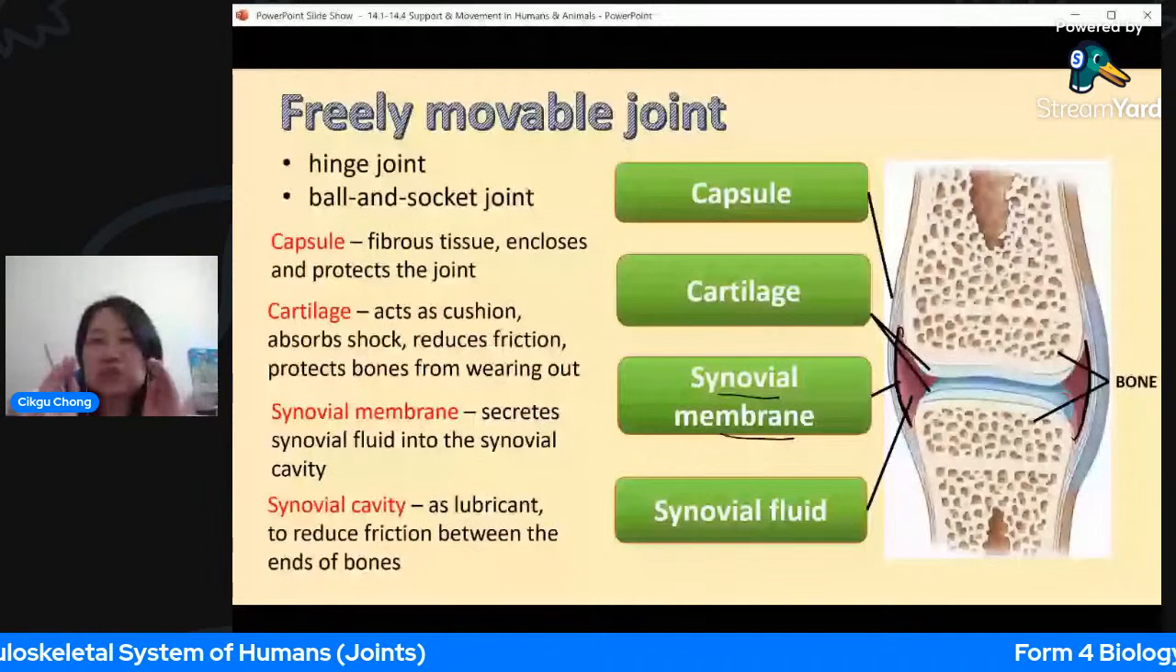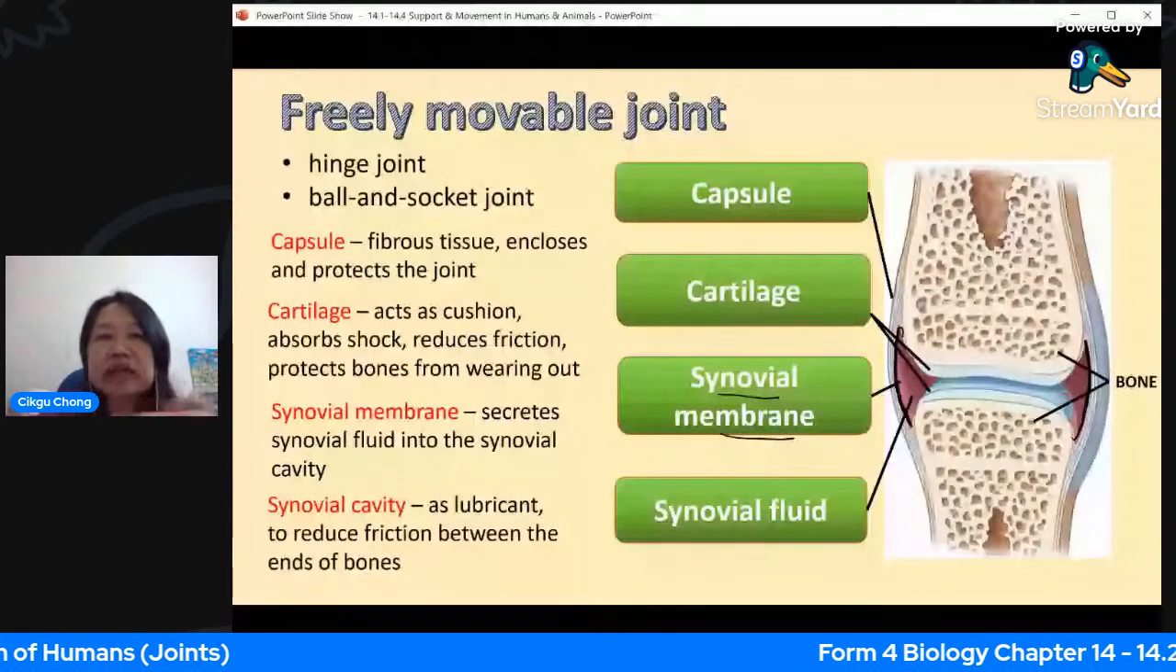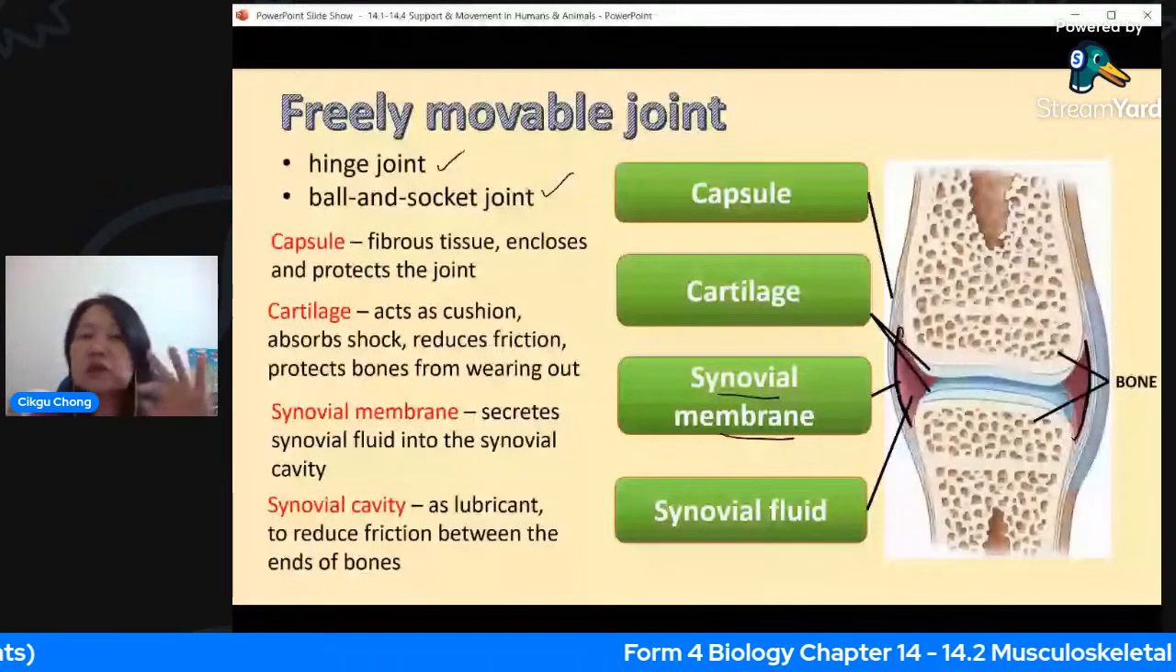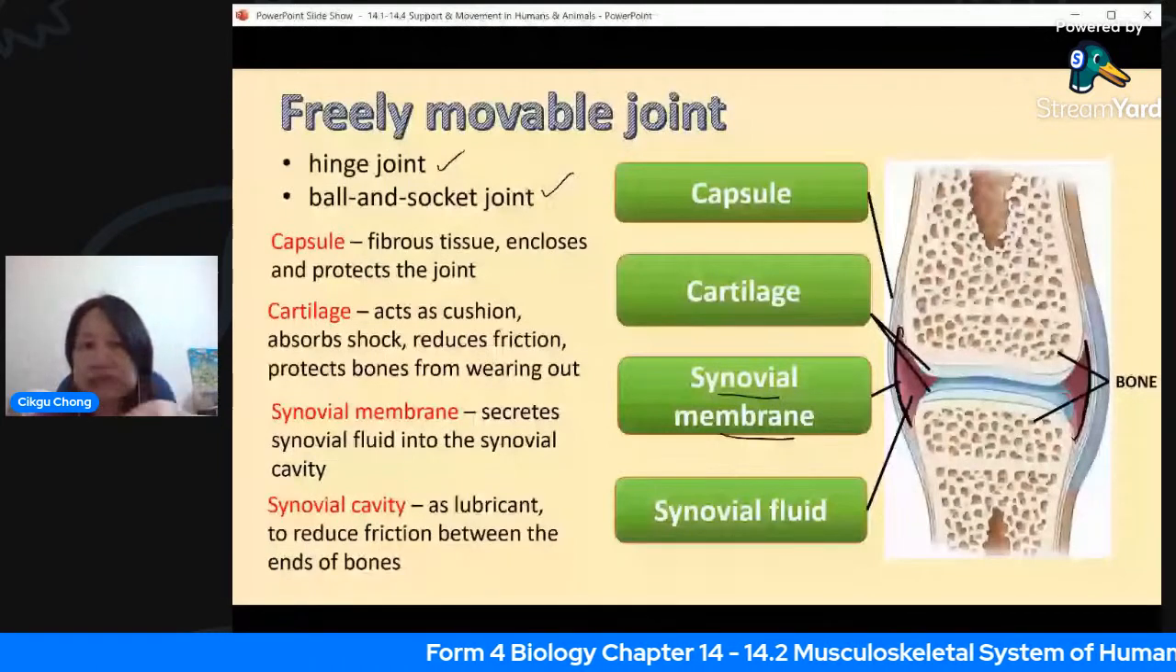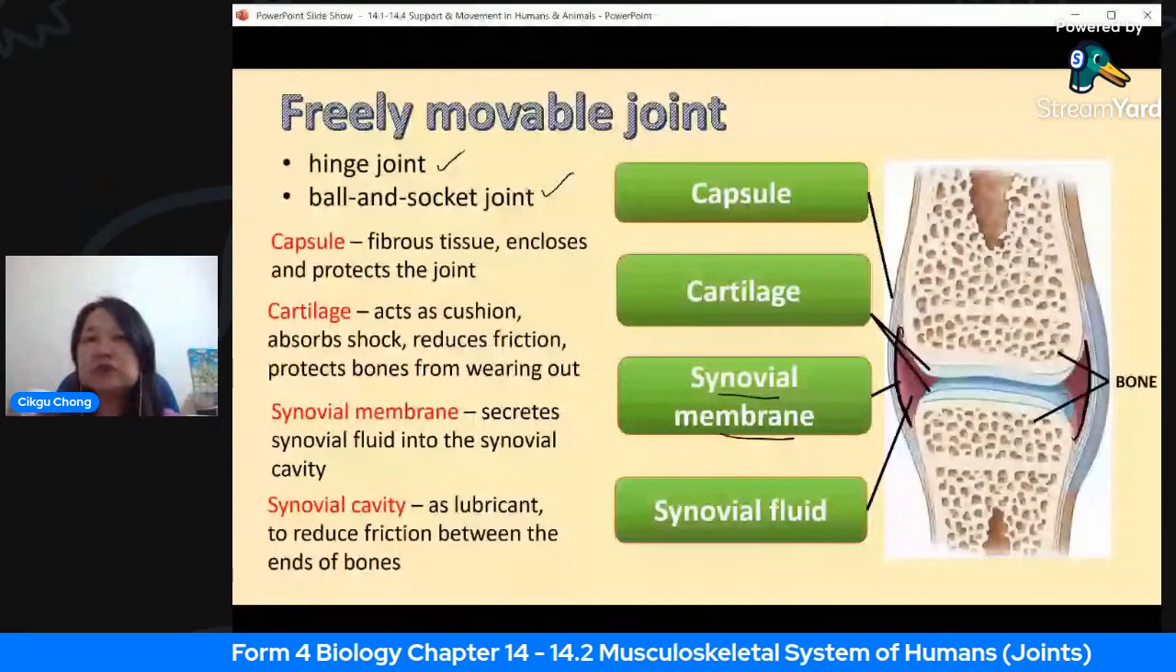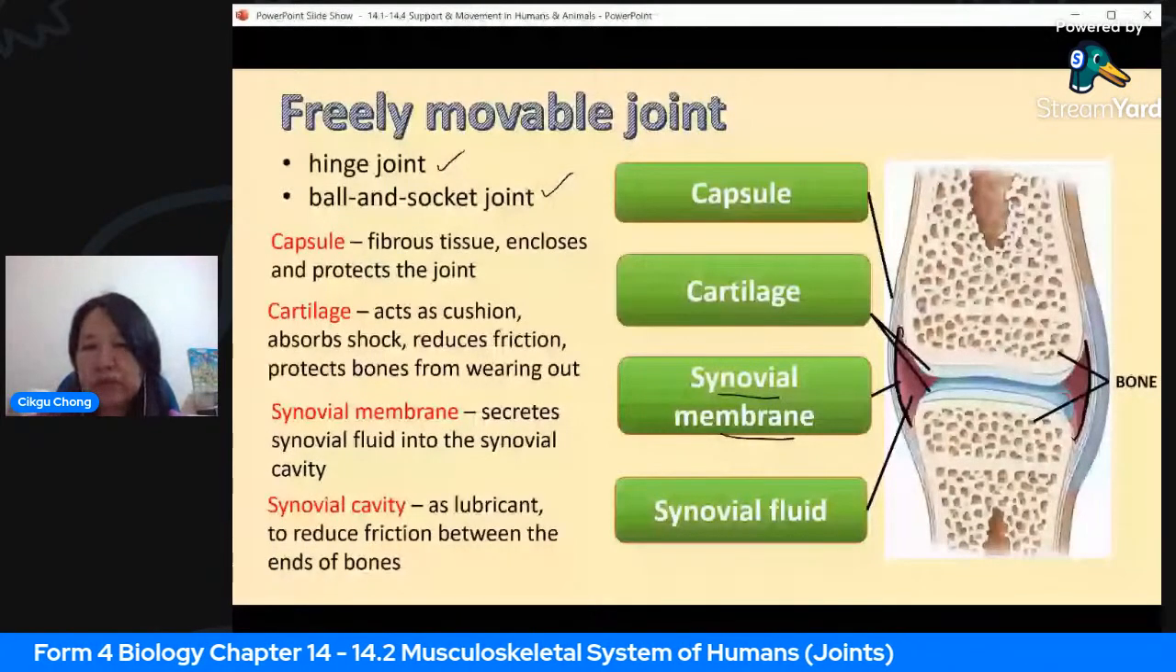Okay, so now we look at the hinge joint and the ball and socket joint, the two types. Both of them have all these things: the capsule, cartilage, synovial membrane, and also synovial fluid.